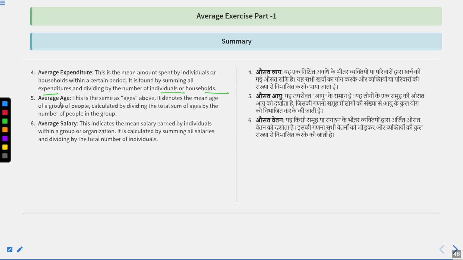Same way, average age. This is the same as above. It denotes the mean age of a group of people, calculated by dividing the total sum of the ages by the number of people in a group. What is average salary? This indicates the mean salary earned by an individual within a group or organization. It is calculated by summing all salaries and dividing by the total number of individuals.